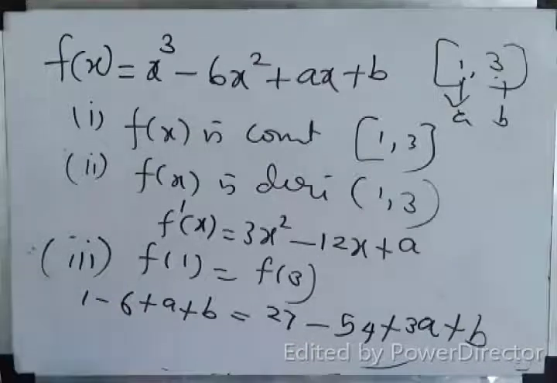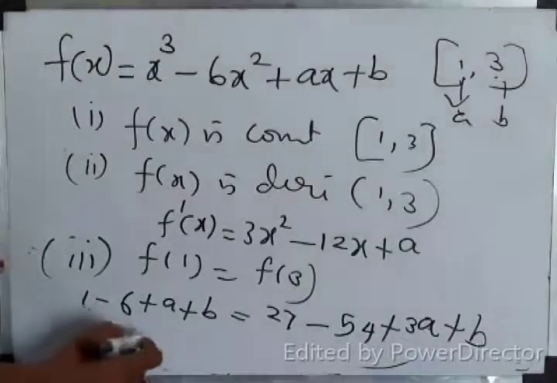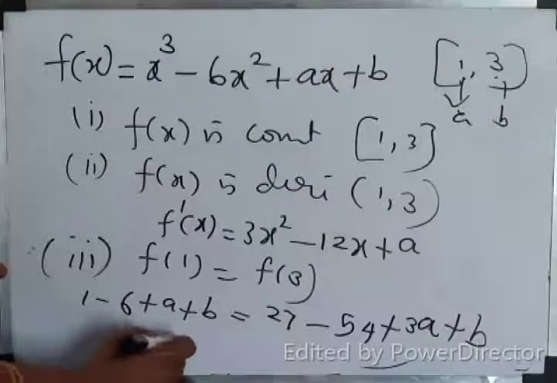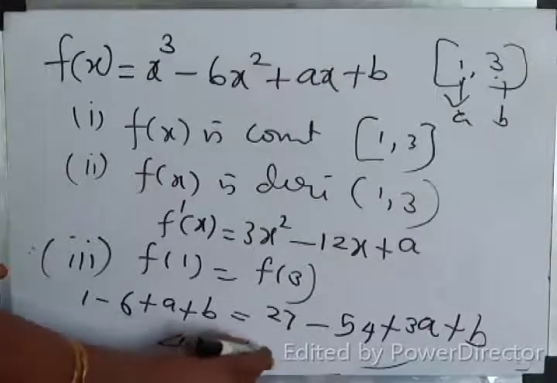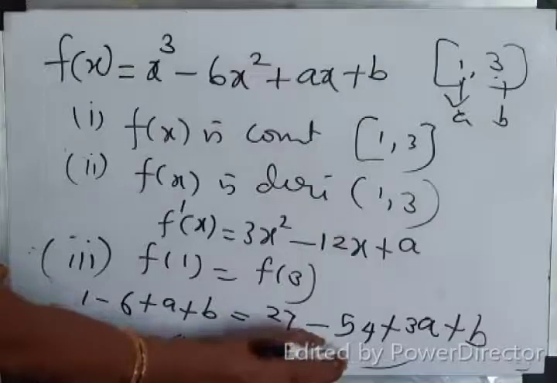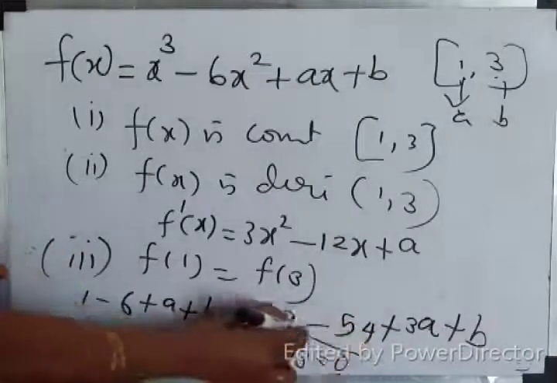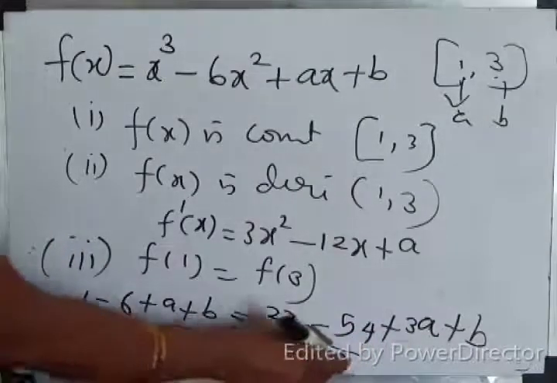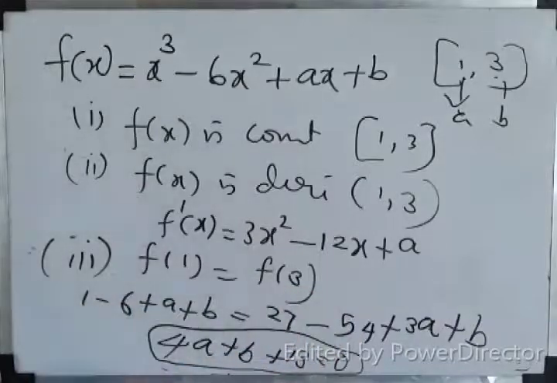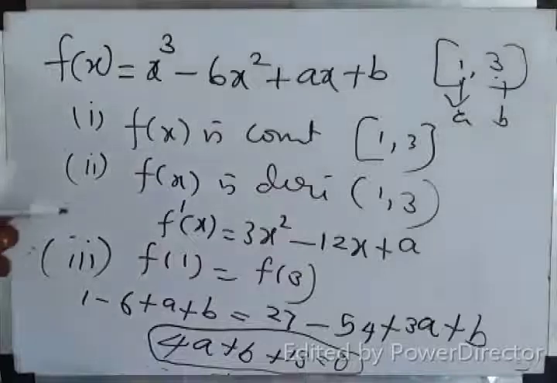If you simplify this, what will you get? 4a plus b plus 13 equal to 0. This is my first equation. 4a plus b plus 13 equal to 0. My first equation. What is my second equation?